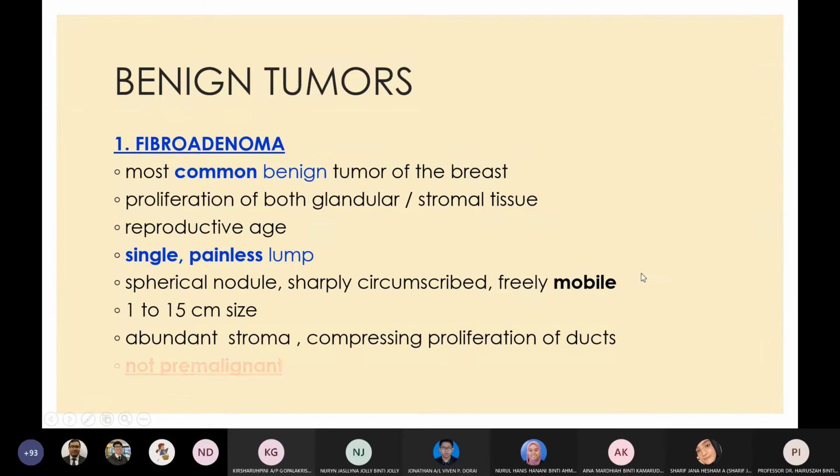Okay, this is what you see histologically. Remember, fibroadenoma is not malignant. It does not turn malignant. Remember that.